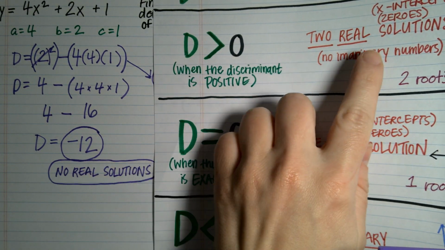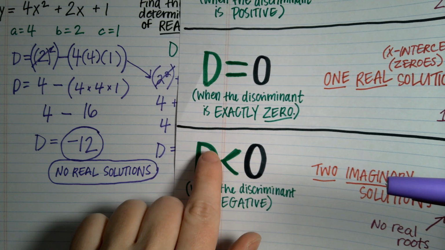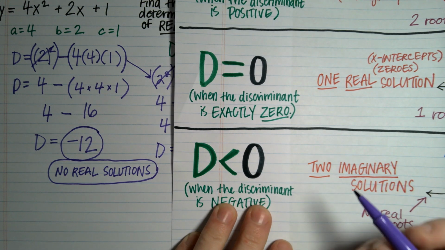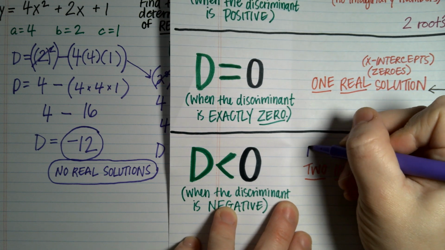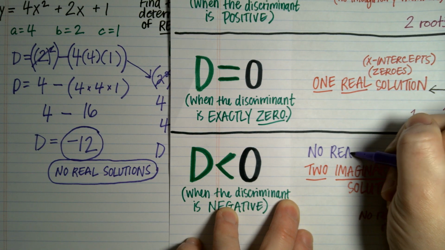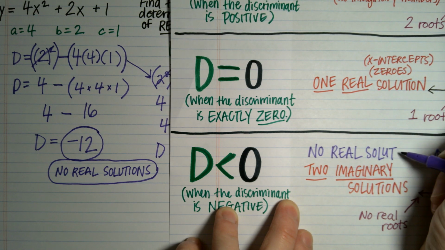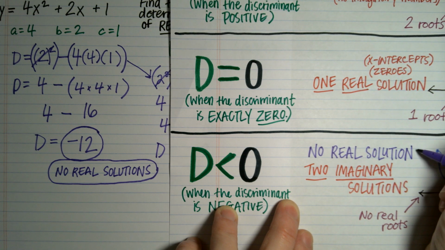If it's positive, we got 2 solutions. If it's 0, we have 1. If it's negative, only imaginary. Or we could even write here, no real solutions. So if you want to add that to this little chart we made, that might be helpful.